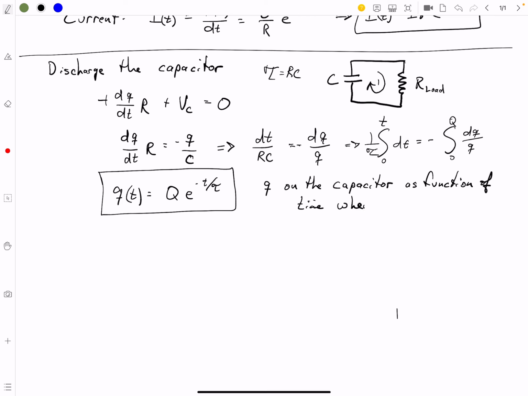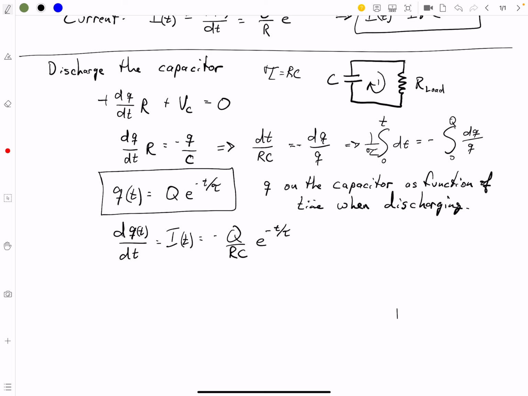So this is Q on the capacitor as a function of time when discharging. Okay, so we're discharging the capacitor. What is our current? Our dq dt is our current, and we can write that as negative q over rc times e to the minus t over tau.